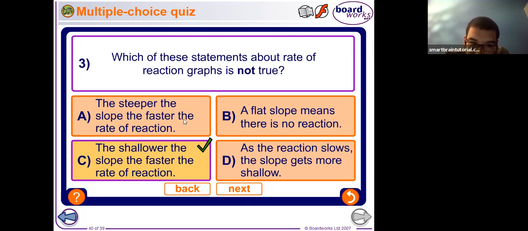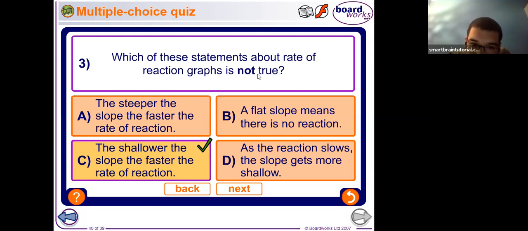Actually, the steeper the slope, the faster the chemical reaction. If the slope is shallow, the reaction is not fast. And if we have a flat slope, it means the reaction has stopped. Ooh, it is not true. Okay, A is correct, B correct, D correct, C is not correct. I forgot that the question is asking for the wrong statement.